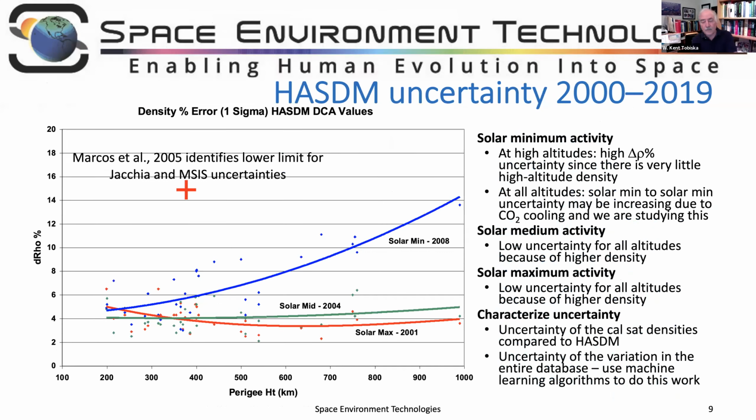But here's a composite slide that shows the same kind of thing, but for both solar minimum and solar maximum and moderate solar activity. The red cross up there, about 400 kilometers at 15% uncertainty. That's what Frank Marcos identified about 15 years ago as the lower threshold below which the Jacchia and the MSIS models could not achieve an accuracy better than that. So you can see that we're really operating down at the very bottom here of the uncertainties compared to what had been historically.